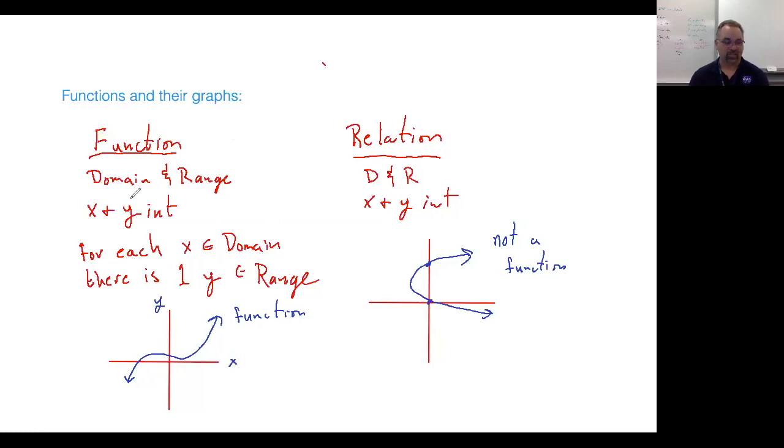And the way we tell is this vertical line test, or to look and see, is it possible that one x value might lead to more than one y value? In the parlance of mathematics, does each value in the domain lead to a single point in the range? And so that was the definition for a function. All right.